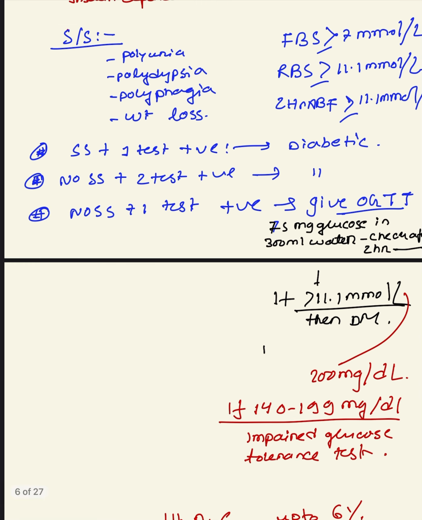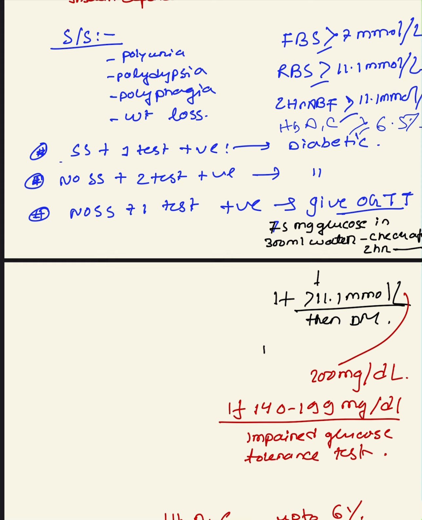okay, there are some investigations we can do to confirm. Fasting blood glucose level: if it is greater than 7 millimole per liter, and if the blood glucose level 2 hours after breakfast is 11 millimole per liter, then we can do HbA1c, another test, which is greater than 6.5%. So then we'll consider it as diabetic.